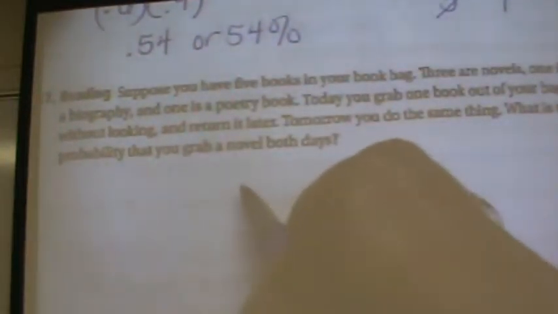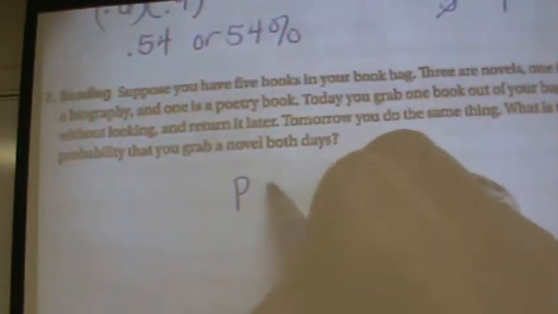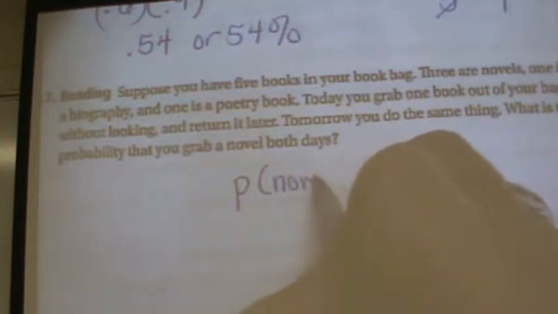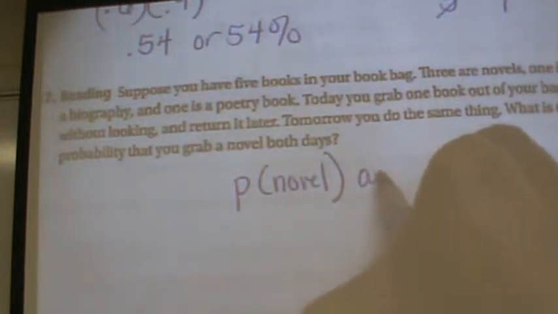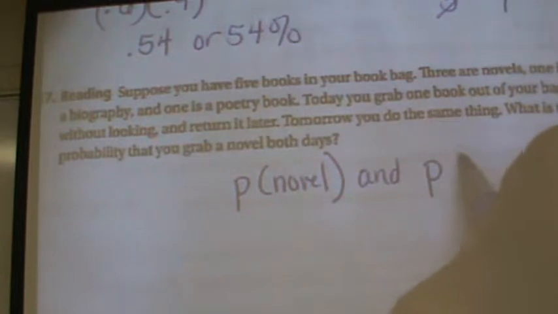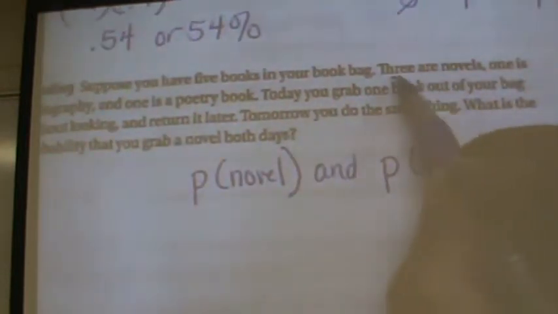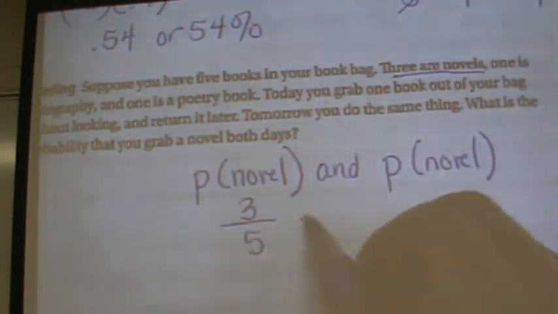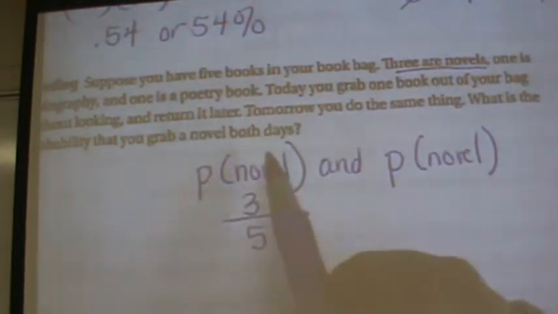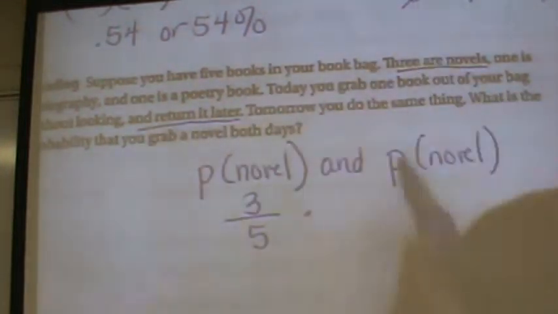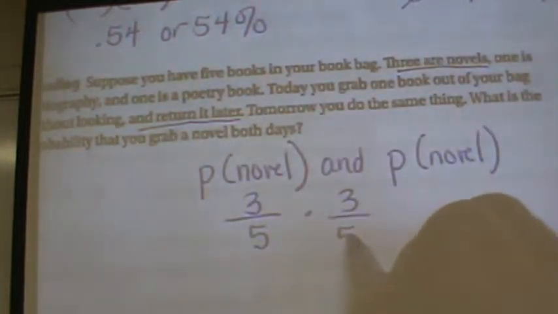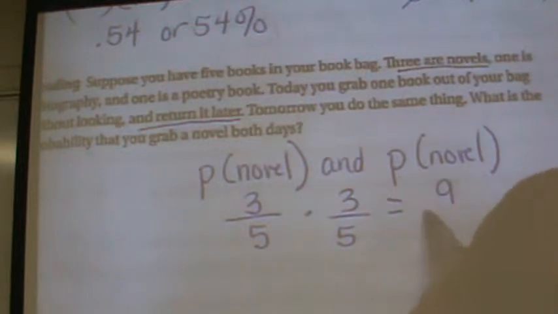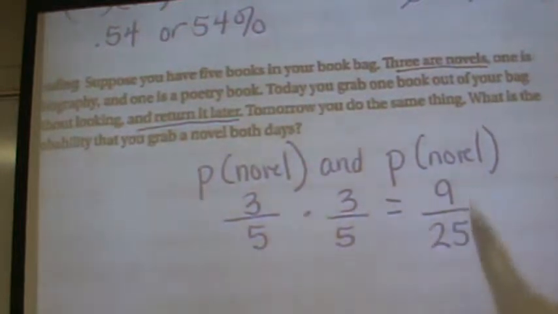So you have to figure out the probability of it being a novel and the probability of a novel. Well, how many novels are there? 3 out of 5. And since these are independent events, because you're returning it back to your book bag, you're gonna multiply these two and you get 9/25.